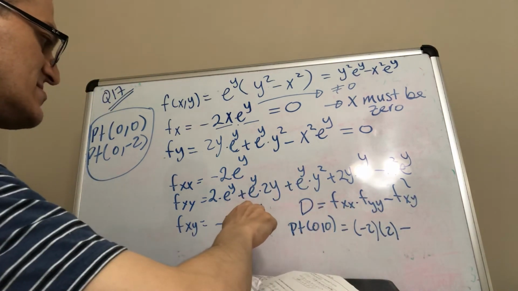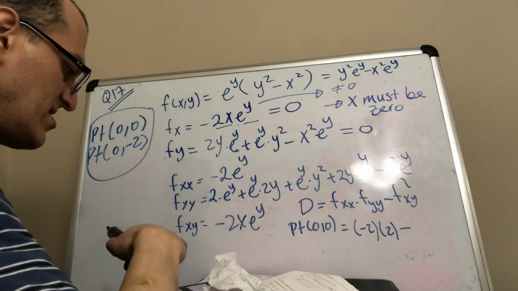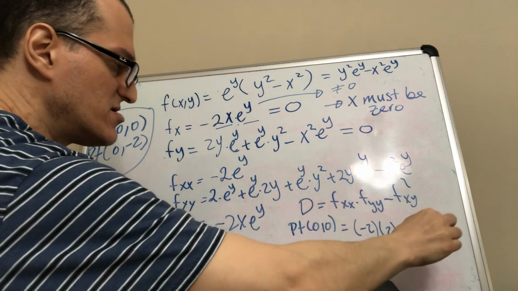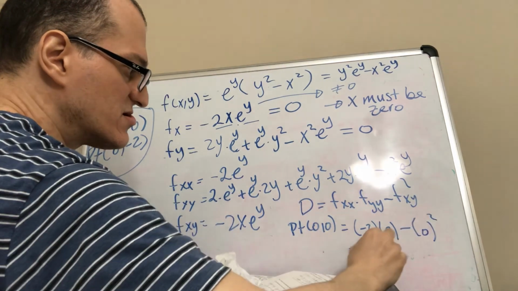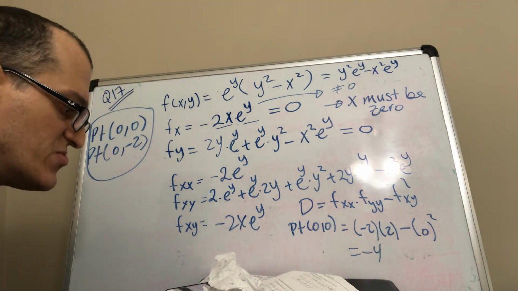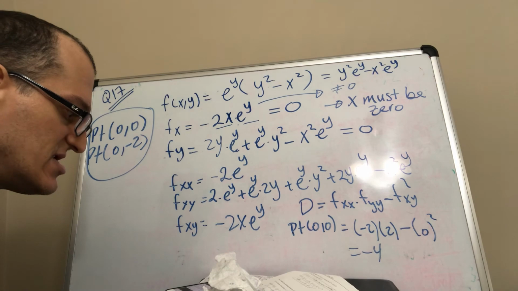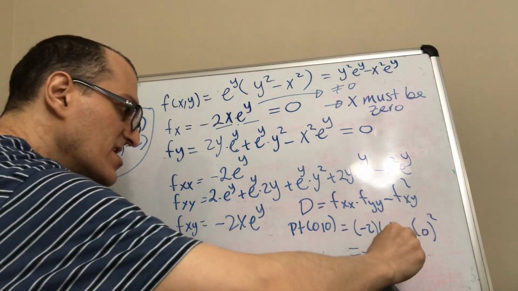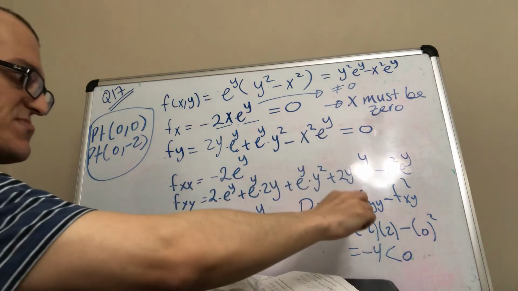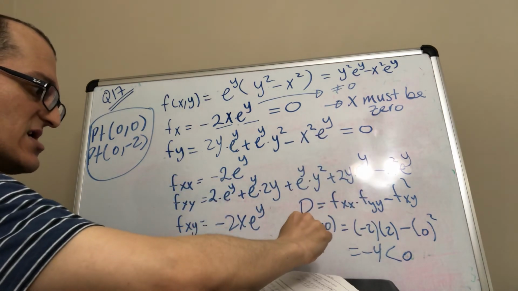If I plug the 0 here, and you need to square this, if I plug 0 here, it would be 0 squared, so that's minus 4. If you get a number when you do this, and this number is less than 0, that means this point 0, 0 is a saddle point.